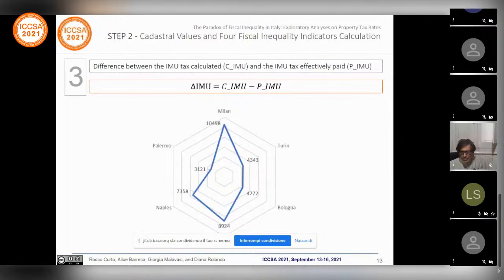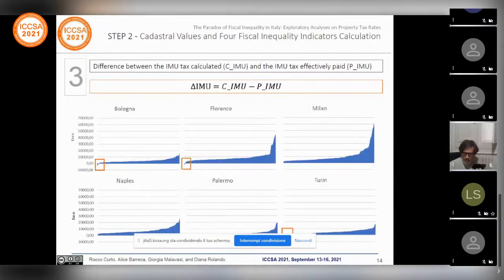The third indicator is the difference between the property tax hypothetically calculated on the basis of the property market price and the property tax based on cadastral value, that is, the IMU tax effectively paid. This third indicator, as we can see here in these graphs, is positive in all the cities, except for very few cases in Bologna, Florence, and Turin. This is interesting because it means that most people pay lower taxes than they should.